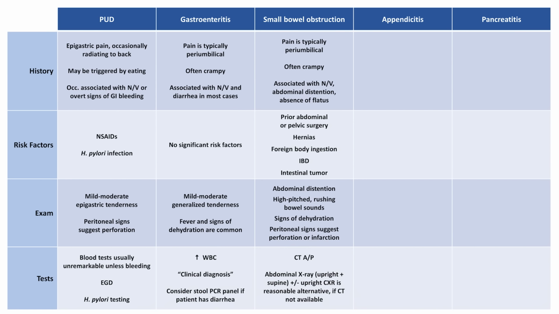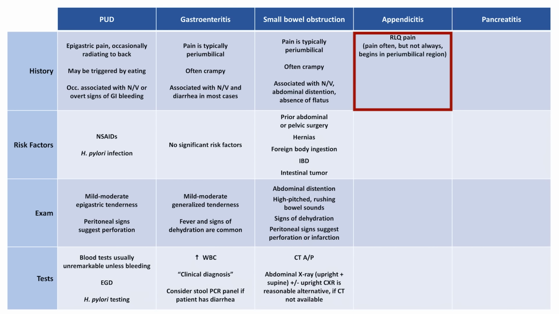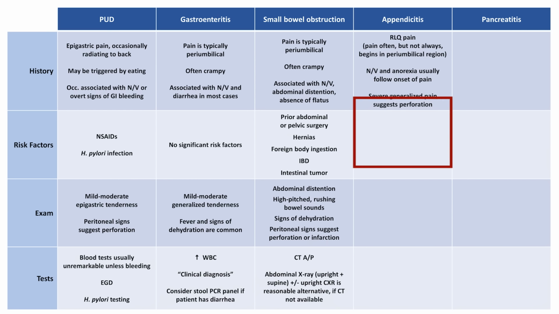As already discussed, pain from appendicitis is classically present in the right lower quadrant, but often begins in the periumbilical region. Nausea, vomiting, and anorexia usually follow the onset of pain rather than the other way around. If there is severe generalized pain, perforation is likely. There are no major risk factors for appendicitis.